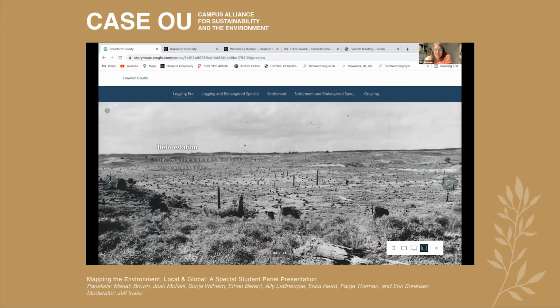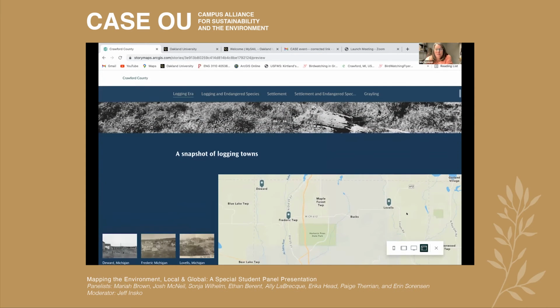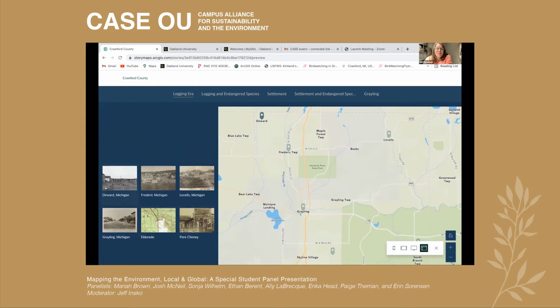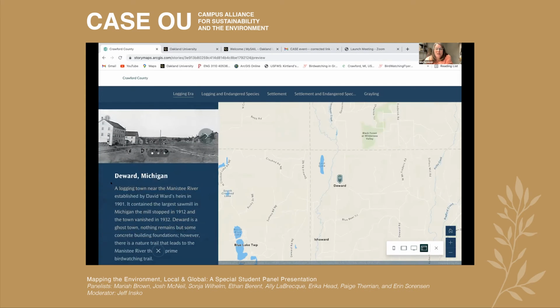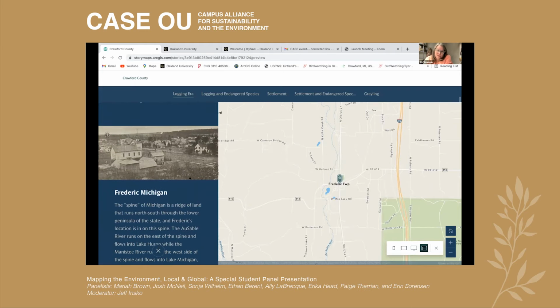So they just took everything. So now this is a little portion of the map. It's a little snapshot of the towns that popped up. Now DeWard, Michigan, it's up in the northwest corner of the county. And here is where the town looked like. And this town had the largest operating sawmill during the logging era. And as you go through, I found a book with some old pictures, and this was what Frederick looked like, but it looks nothing like this anymore.